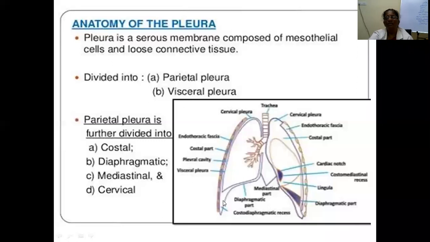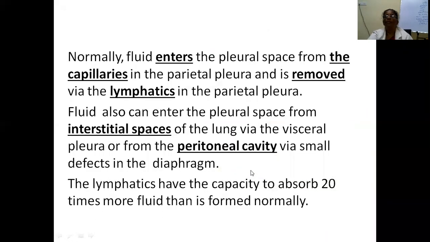So there is a recess between the lung and the pleura, and this recess is called the costodiaphragmatic recess. So whenever any collection is there, this recess is the first to fill up. Normally, there is some fluid in the pleural cavity. This fluid comes from the pleural space.